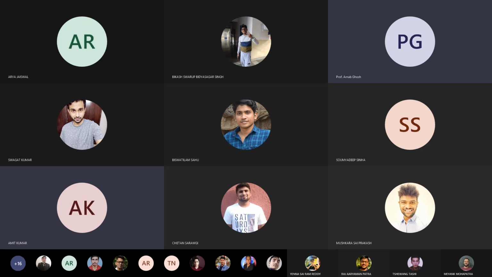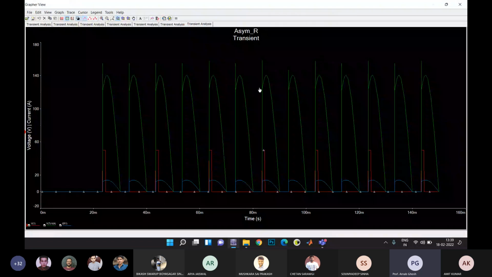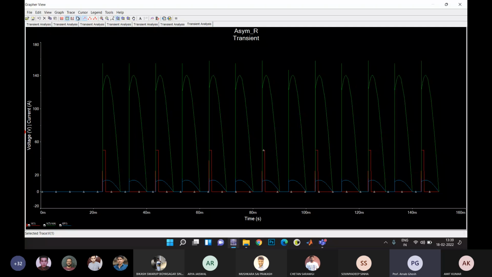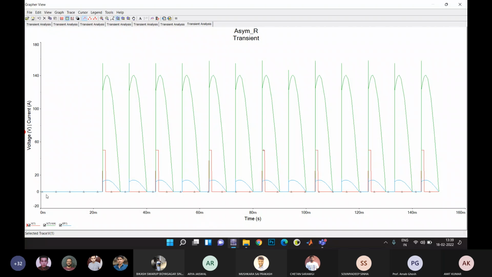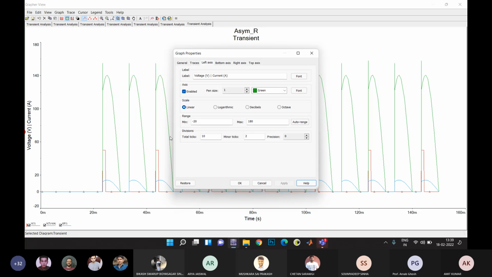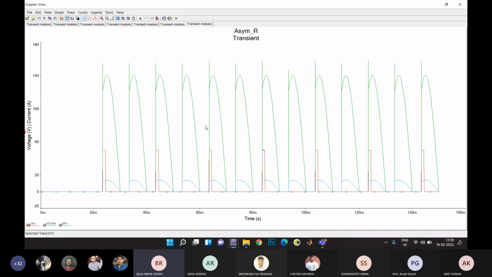This is the result for asymmetrical bridge with R load. Yes, sir. What is the length of your gate pulse, and the amplitude of your gate pulse? 60, sir. 50 volt.